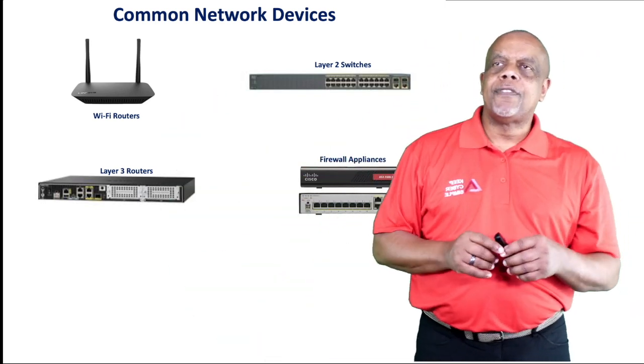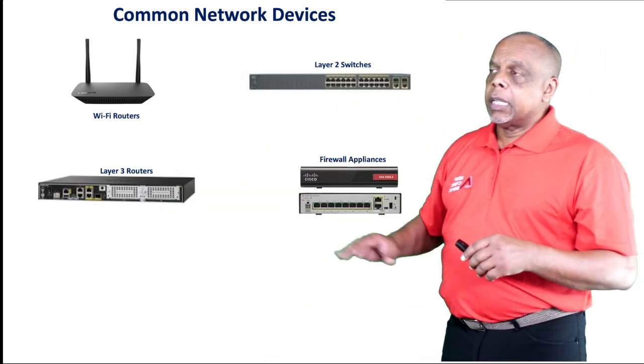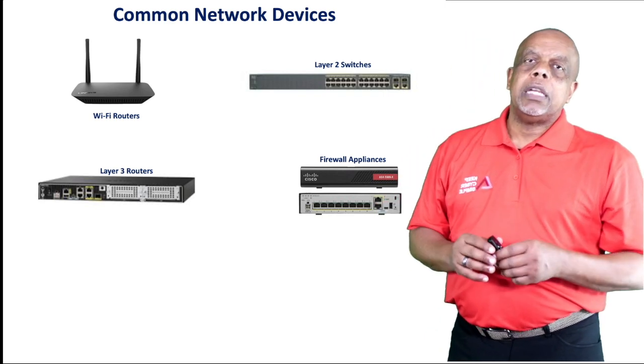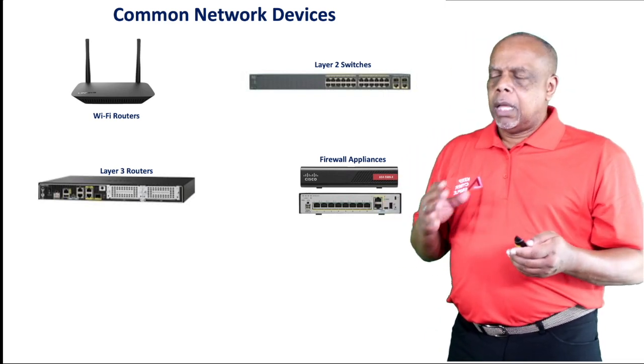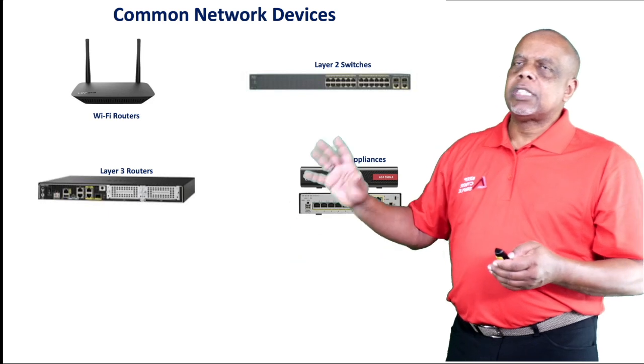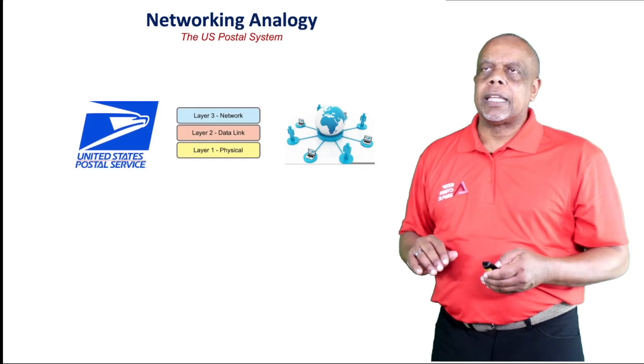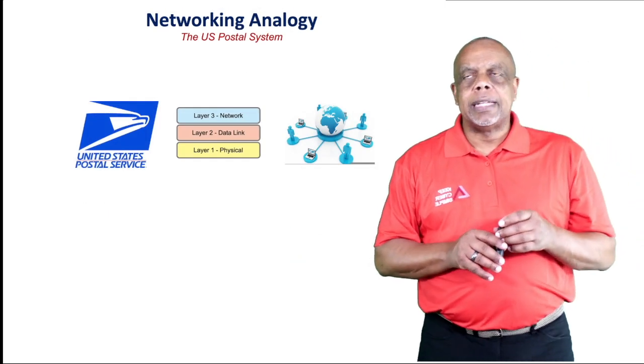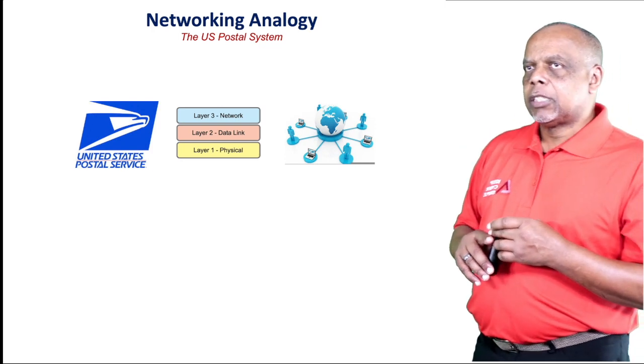I'm sure most of us have Wi-Fi routers in our home, but again, in larger networks, likewise, you have Wi-Fi routing capabilities. But that's just a snapshot of what these different devices look like. All right, so now let's do this analogy, what I call the USPS postal system analogy.